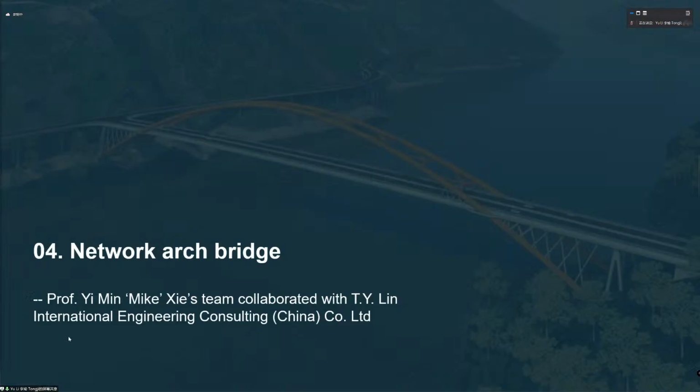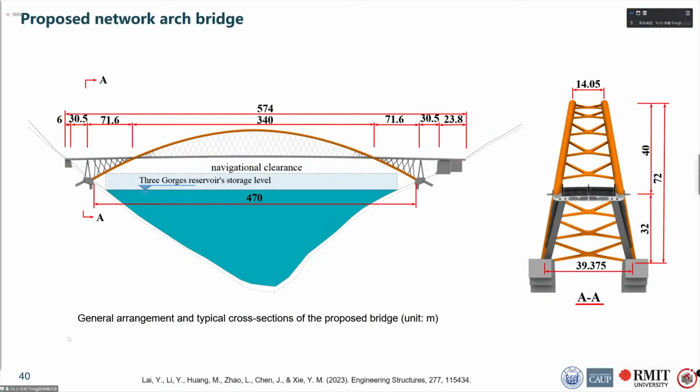The last project is about a lightweight arch bridge. This is a bridge proposed to be built over the Yangtze River, and this is also a collaboration between our team and the Tianli International Company. This work has also been published in the Engineering Structures journal. This arch bridge spans 470 meters. It's a half-through arch bridge with two main arches. We have done some refined work for the local structure of this bridge.